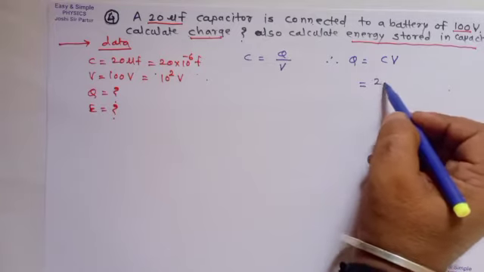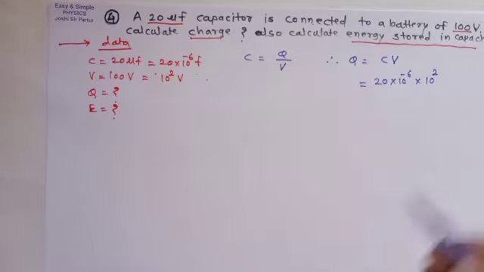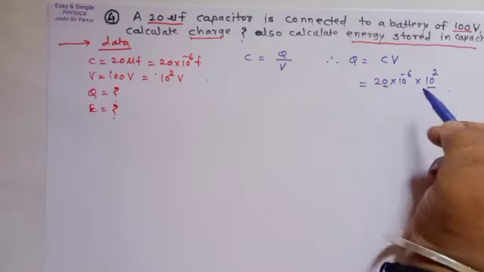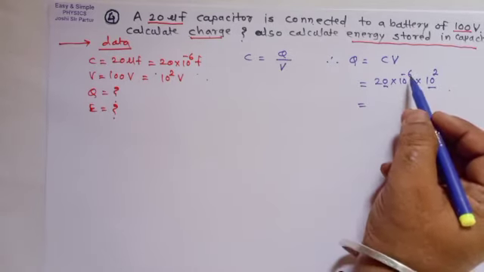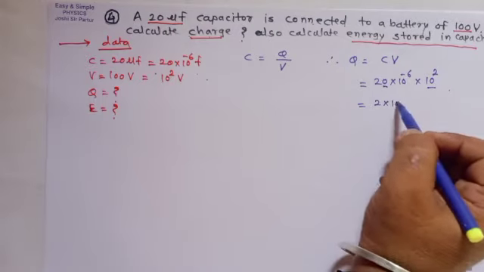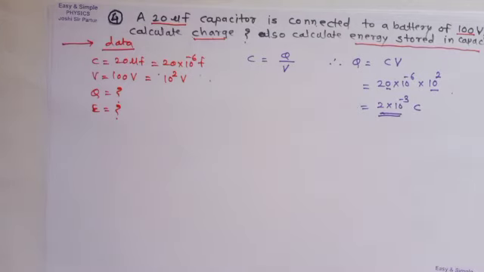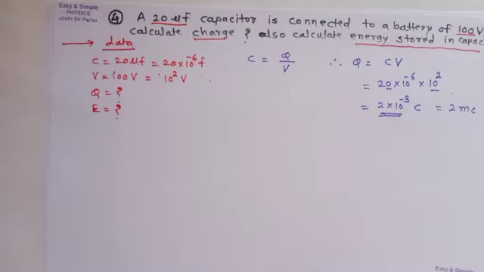Capacity is given as 20 into 10 raised to minus 6 multiplied by 10 raised to 2. So here the powers 10 raised to 2 and 10 raised to minus 6 are added. It is 2 into 10 raised to minus 3 coulomb. So charge is 2 into 10 raised to minus 3 coulomb or 2 millicoulomb. This will be the charge, and we can find out energy.